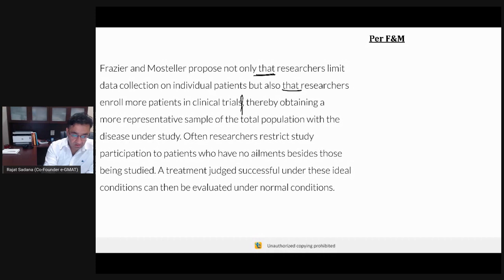You also see the words "not only but also", which is continuing chain of thought. You have these keywords as well, and if you know these keywords, you're going to see them again and again. You're going to be able to identify, hey, continuing chain of thought. There's a second suggestion there, thereby again an outcome: obtaining a more representative sample of the total population with this disease in the study. So as an outcome of this, you get a much more representative sample.